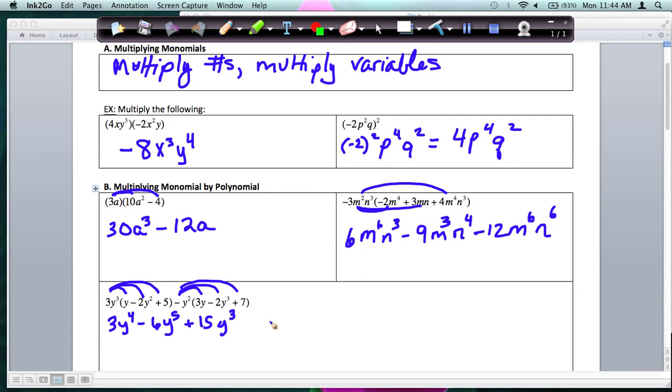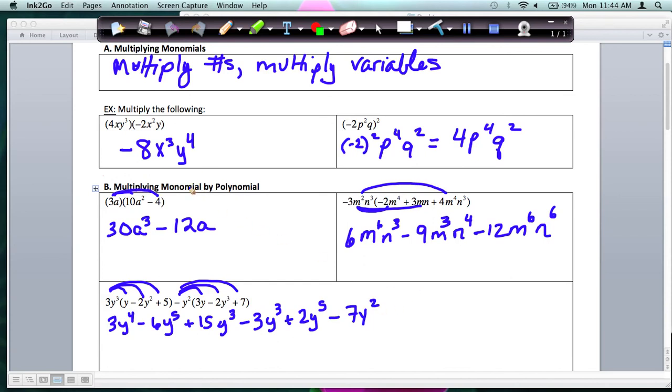Now I'm going to distribute a negative y squared, and I get a negative 3y cubed and a positive 2y to the fifth, because the negative times negative is positive, and last, negative y squared times 7 is a negative 7y squared.